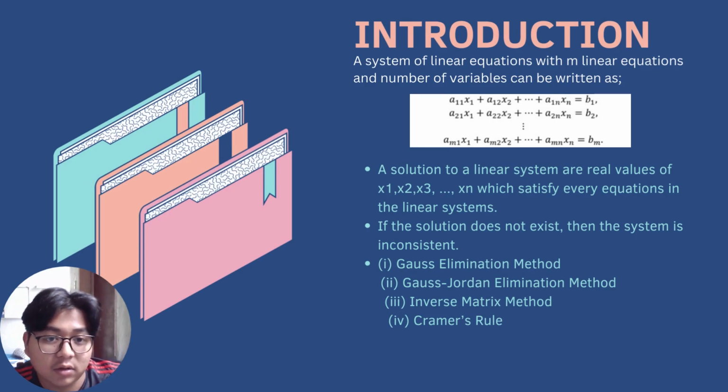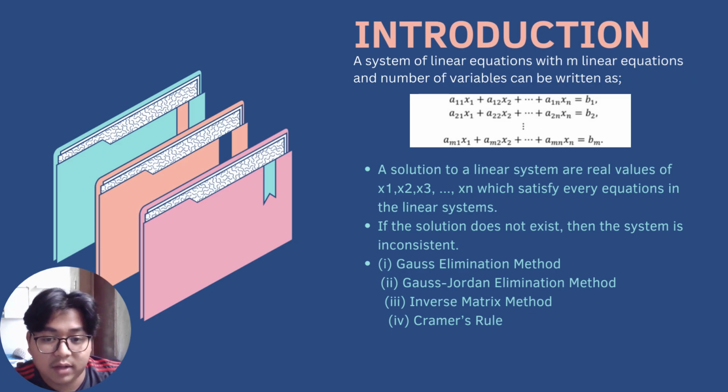chapter. The viewers will learn about a system of linear equations with m linear equations and n variables, which can be written as below. A solution to a linear system is real values of x1, x2, x3, and xn which satisfy every equation in the linear system. If the solution does not exist, then the system is inconsistent.